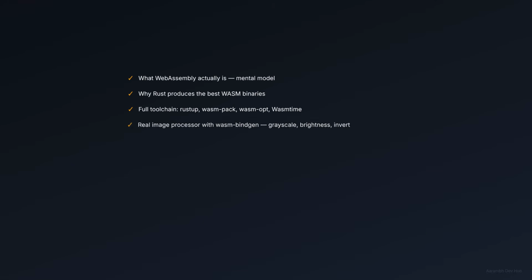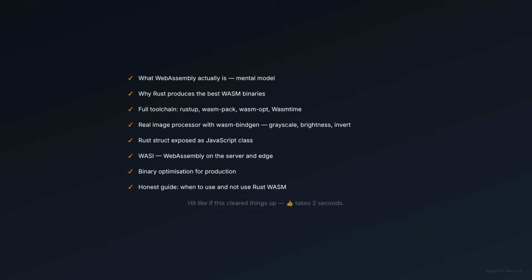That is the complete Rust plus WebAssembly guide for 2026. We covered what WebAssembly actually is and why Rust produces the best WASM binaries, the full toolchain setup with rustup, wasm-pack, and wasm-opt, a real image processing module with wasm-bindgen, including the class pattern, how WASI opens up server-side and edge use cases, binary optimization for production, and an honest guide to when it is and is not worth using.